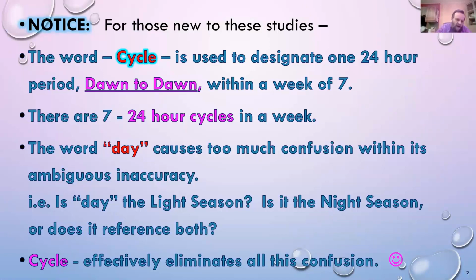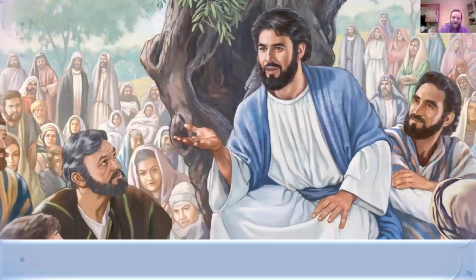It's just too much confusion. This started a long time ago when I was writing the dawn to dawn studies, and the confusion was too great, so I opted to use the word cycle. Now, it might be a little hard for you to get used to, but there are 7 cycles in the week. If you could remember that, I would greatly appreciate it, because it helps keep things straight.